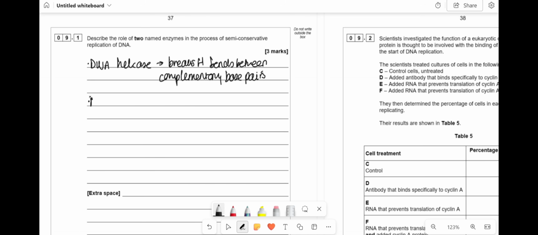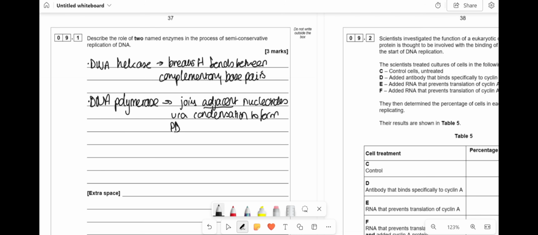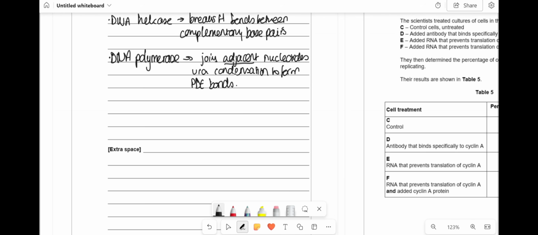The other enzyme that's doing the job is DNA polymerase. And this is something I see a load of people fumble as well, and it really annoys me: what it does is it joins adjacent nucleotides via condensation reactions to form, and I'm just going to write PDE because I'm lazy, but you write the whole thing, phosphodiester bonds. People were saying that it joins complementary bases, which is incorrect.